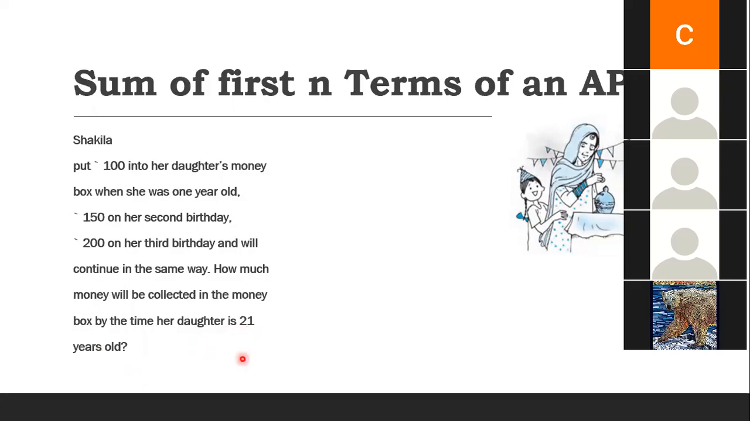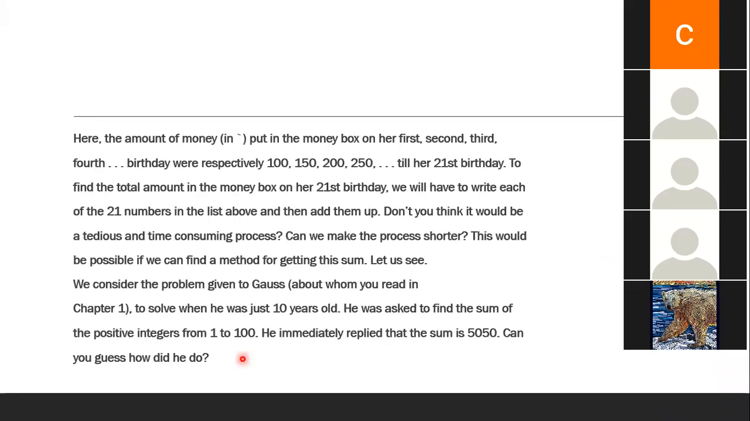So you need to find out 100 plus 150 plus 200 plus 250 plus and so on, up to 21 years. It will take time if you are taking the numbers and adding, right? Yes or no, children? She put it in the money box on her first, second, third, fourth birthday respectively, 100, 150, 200, 250, till her 21st birthday. To find the total amount in the money box on the 21st birthday, we will have to write each of the 21 numbers in the list and then add them up.